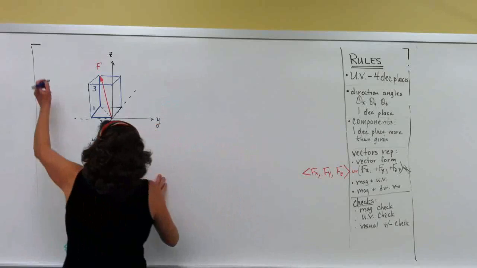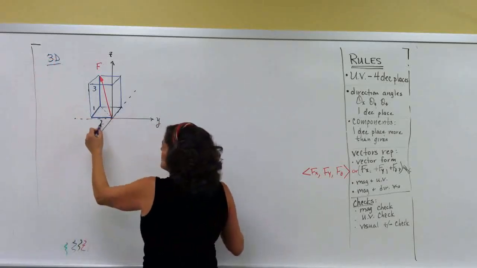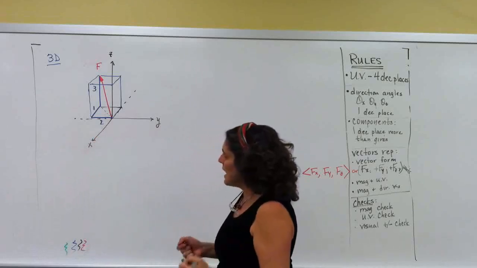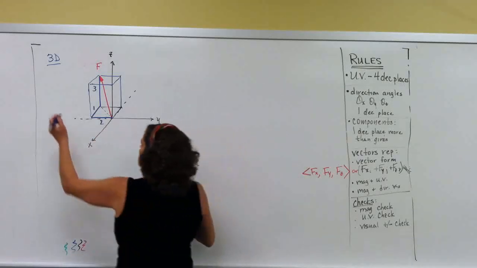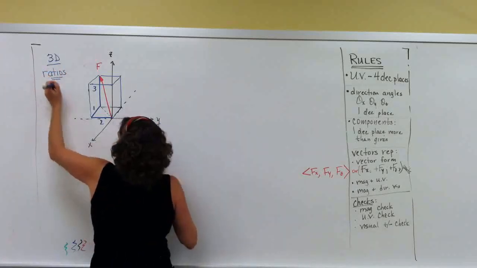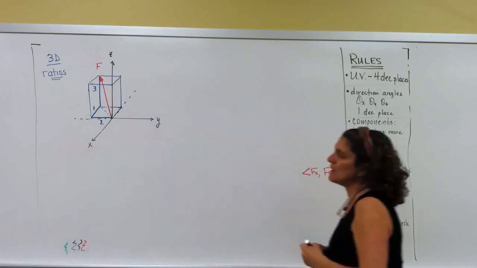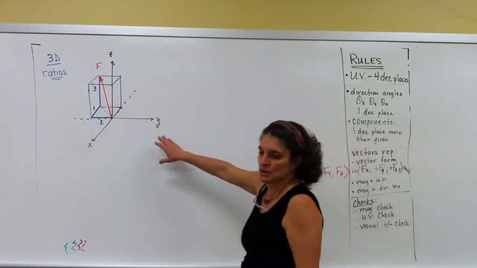So this is a 3D problem, and since distances are given, is this an angle problem or a ratio problem? It's a ratio problem. Because we don't know the angles, and we'll probably find the angles at the end, but we're not going to use angles to find the components. Instead, we're going to use the ratios. So let's first take a look at this picture.